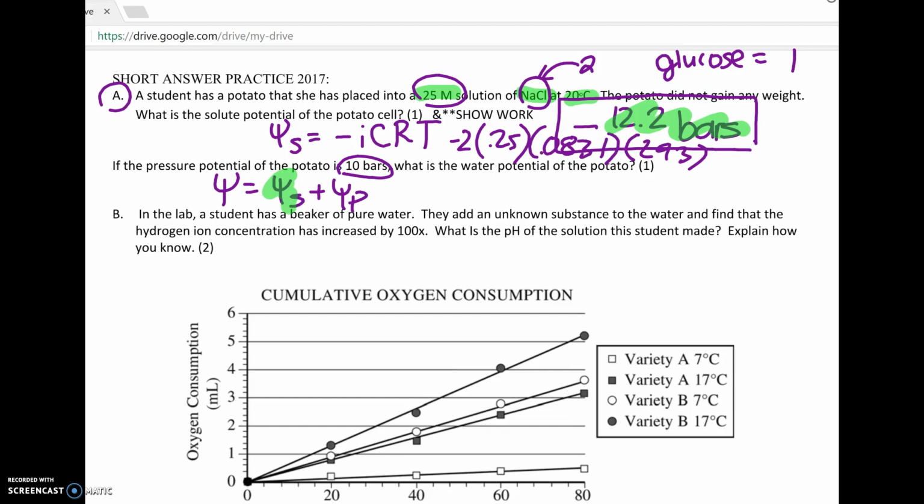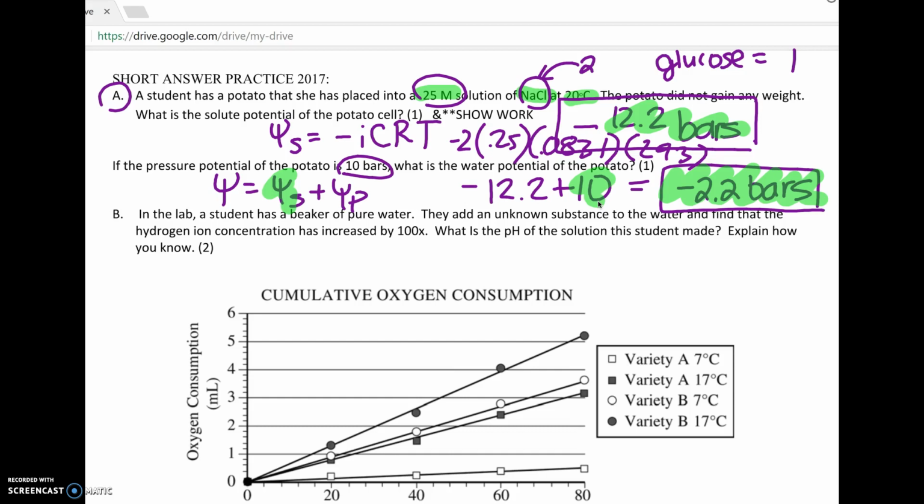So in this particular case, it should be negative 12.2 plus 10. So the water potential should be negative 2.2. And again, your units are going to be bars. This answer could be positive or negative. Obviously, it's going to depend on the size of the other number compared to your number. But it's going to be exactly this. All I'm changing is a couple of numbers. So just make sure you know how to plug stuff into the formula. So any questions about that one?